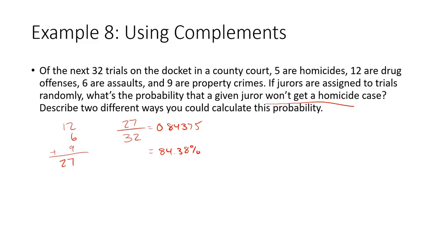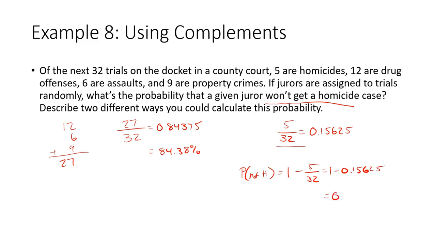The other way we could do this is find the probability of them choosing a homicide case and then doing 1 minus that probability. So there are 5 homicides out of 32 cases. The probability that you randomly choose a homicide is 0.15625, and then to find the probability that it's not a homicide, we're just going to do 1 minus the probability that it is. And if we do 1 minus 0.15625, we're going to get exactly the same answer, 0.84375, or about 84.38%.